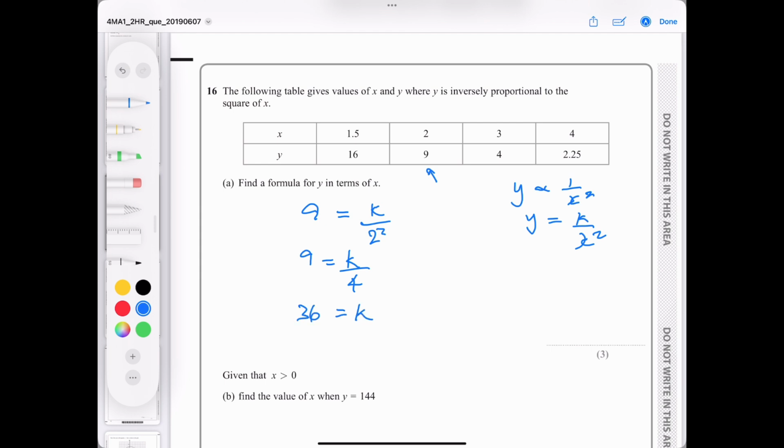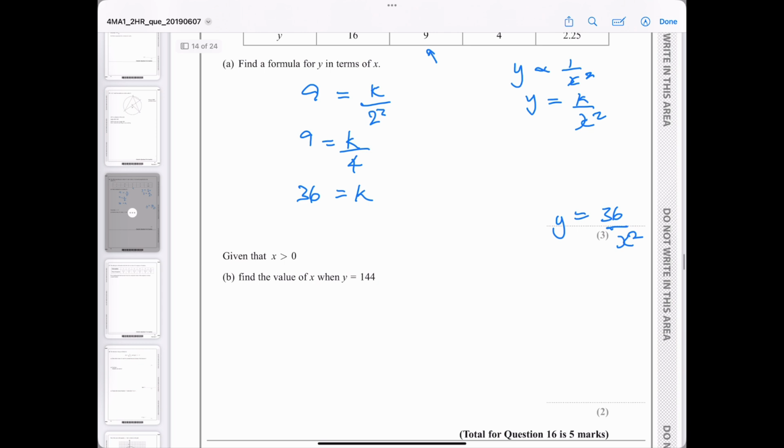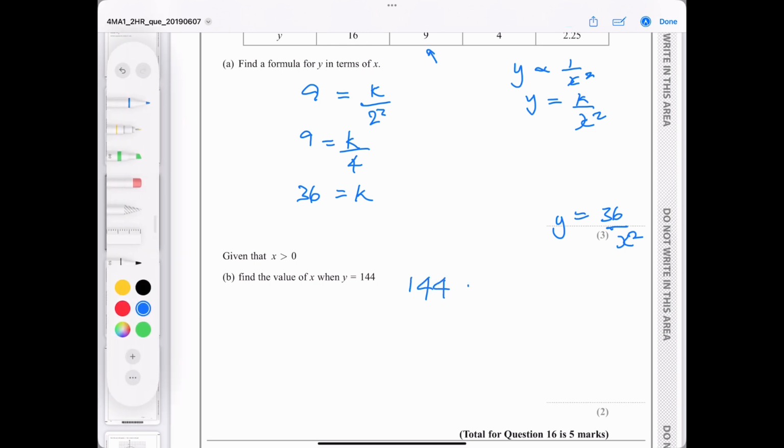So then we write it out again, and we say y equals 36 over x squared. Now, given that x is greater than 0, so that means we're going to get more than one answer perhaps, find the value of x when y is 144. So we say 144 equals 36 over x squared.